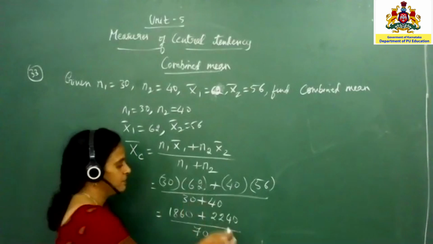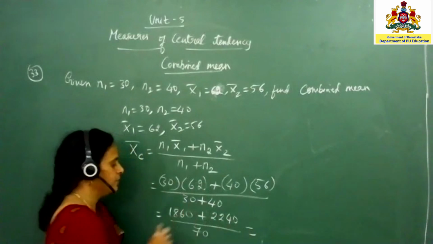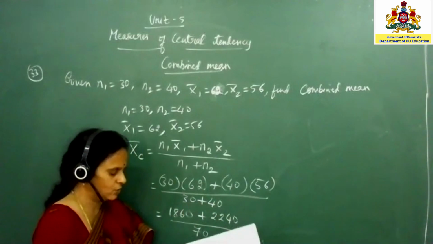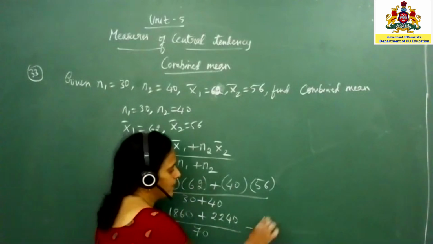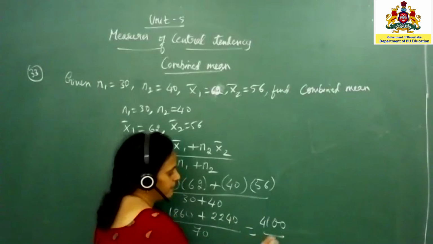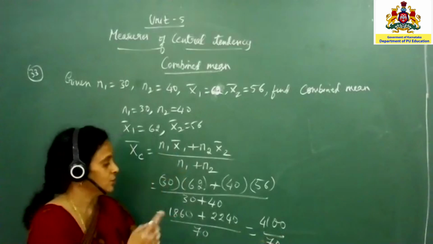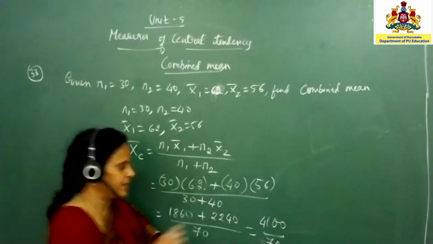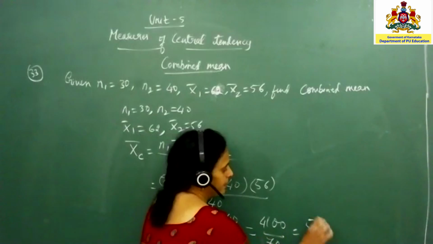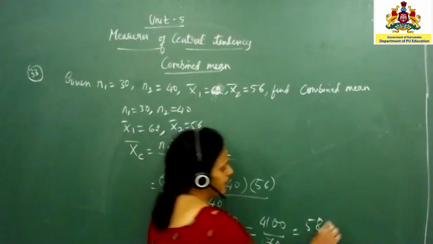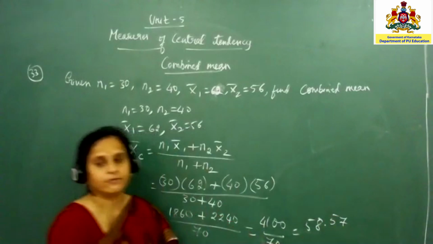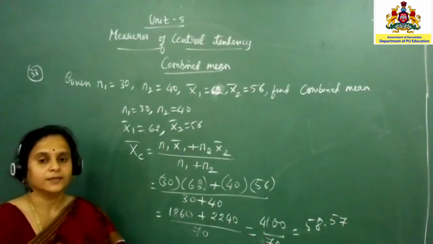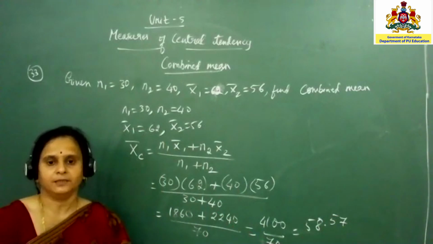Okay, one more simplification I'll carry on. I'll add up 1860 plus 2240. I'll be getting 4100 divided by 70. So now I have to divide 4100 by 70, and the answer is 58.57. So this is the way we have to carry on in order to get the combined arithmetic mean.